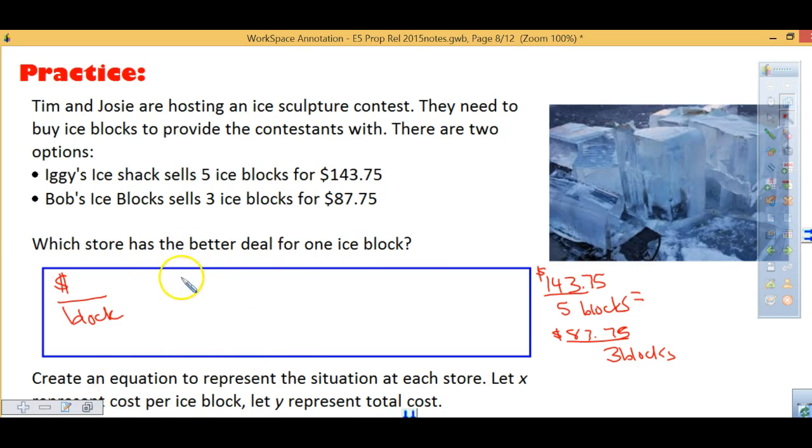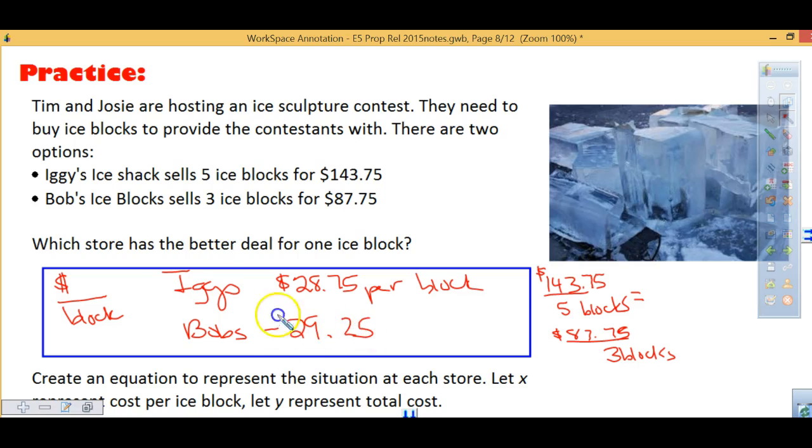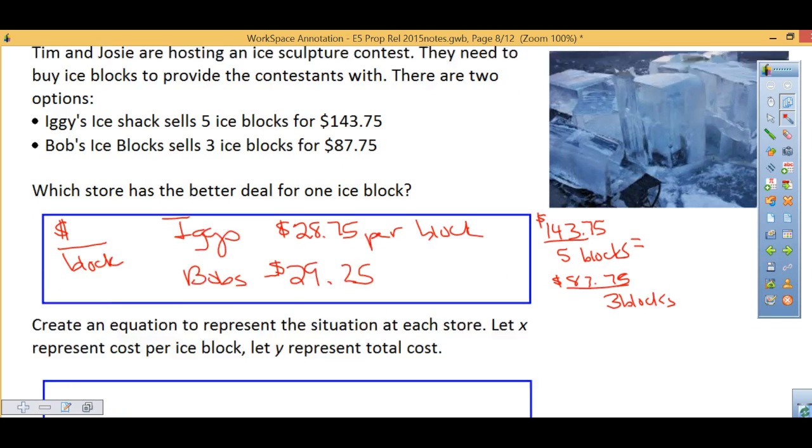And what you should have found is that better buy is going to be Iggy's. And the reason is it came out to be $28.75 per block. Where Bob's happened to be $29.25 a block. So it costs more.